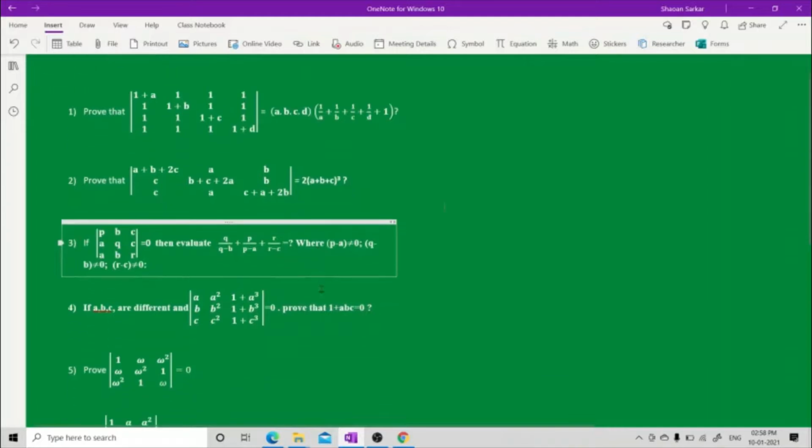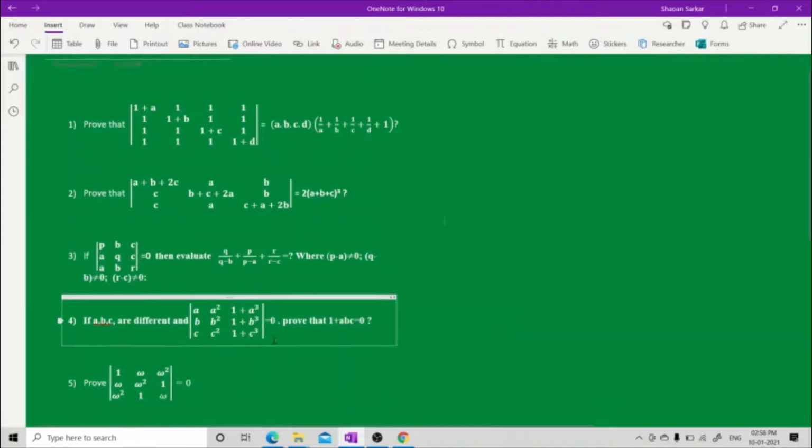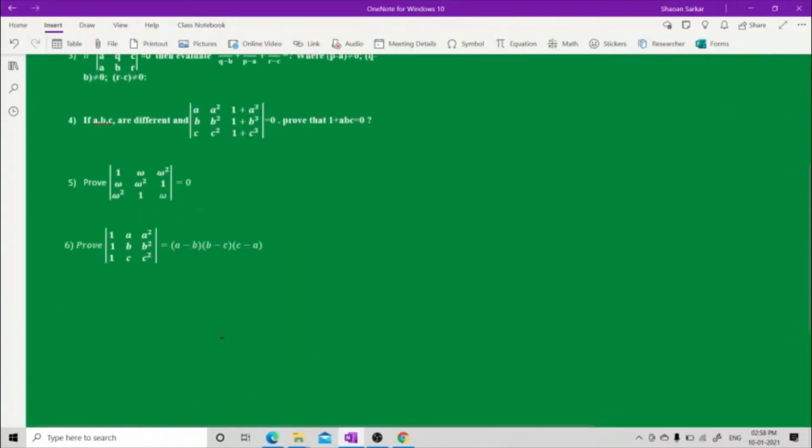Now we will do certain problems on determinants without expanding the determinant. We will use the properties of the determinant to solve these problems. Now we'll start with the sixth one. Before that, I will give you the idea of the Vandermonde determinant.